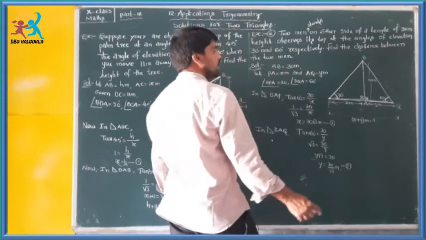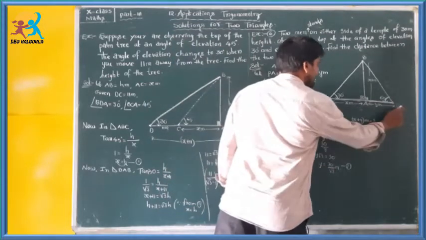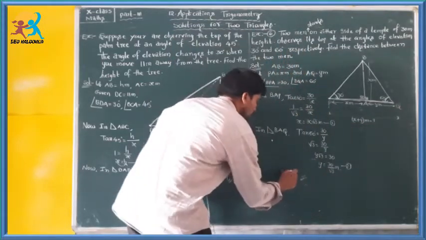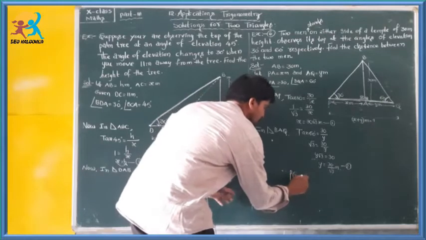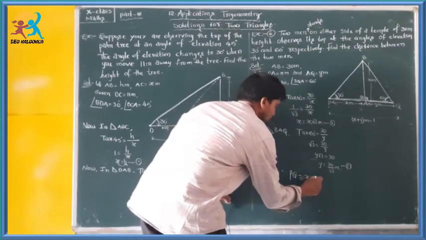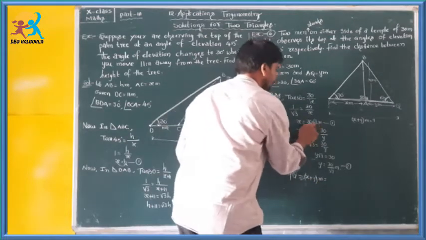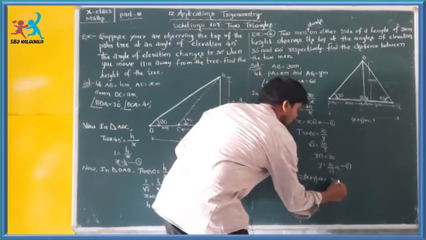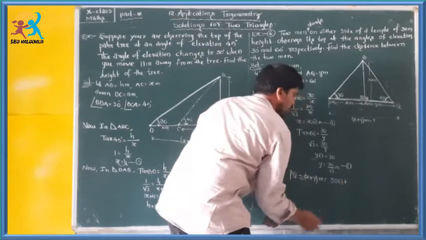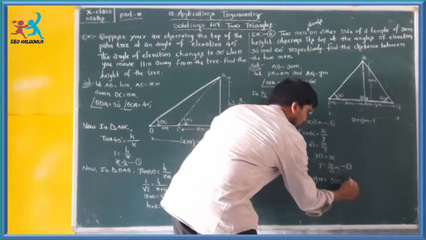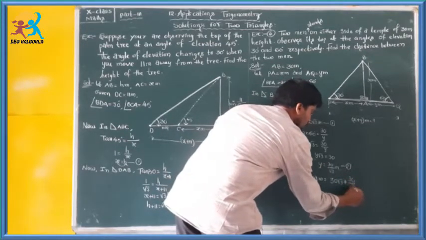But we have to find the distance between the two men P and Q. Therefore, the distance between the two men P and Q is equal to x plus y meters. Substitute the values of x and y. What is the value of x? That is 30 root 3. What is the value of y? y is 30 by root 3.